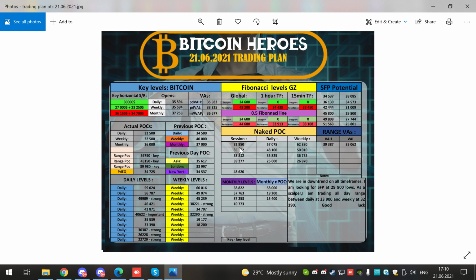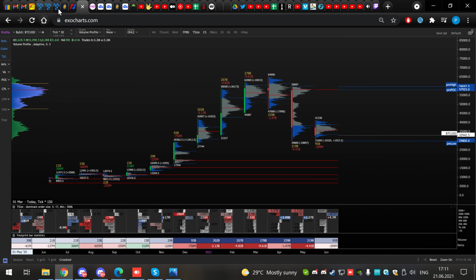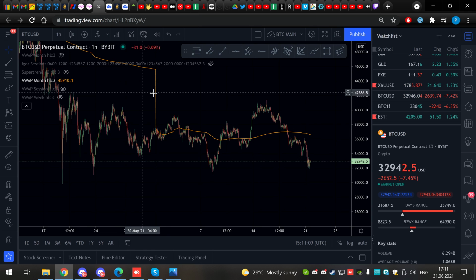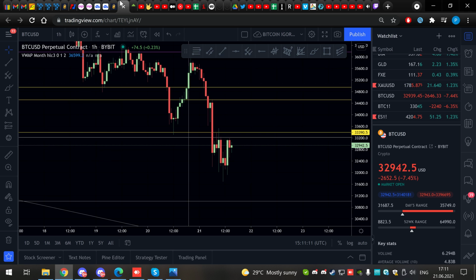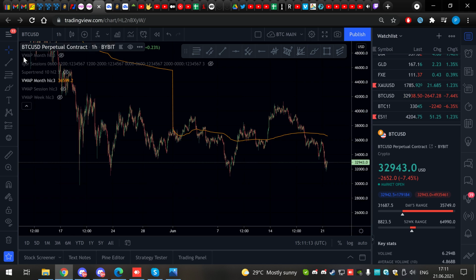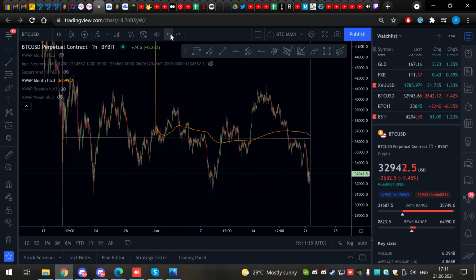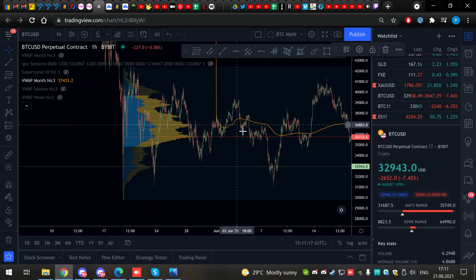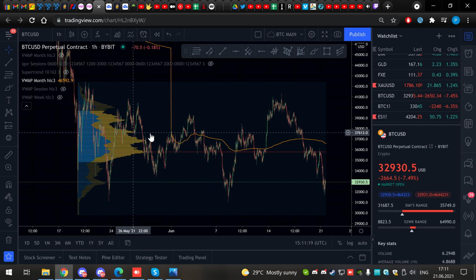Okay, so that's explained, and the last thing that needs to be explained is the range value area highs. When we have the range, we have the value area high. It's the same as here, because we have the daily, but now this is the range value area. So I will switch to the chart here, and so we are in this range.